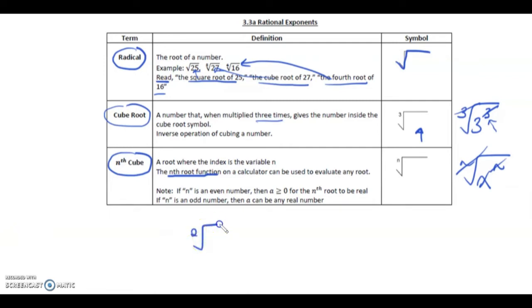So note, if n is an even number, then a has to be greater than 0. By the way, for a square root, we usually don't write the 2. So square root, a fourth root, a sixth root, and so on. If this number n is even, then the number underneath has to be positive. However, for a cube root, it can be positive or negative, it doesn't matter. I'm going to go over why this is.